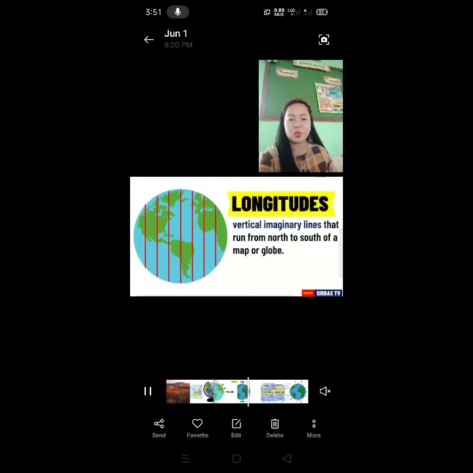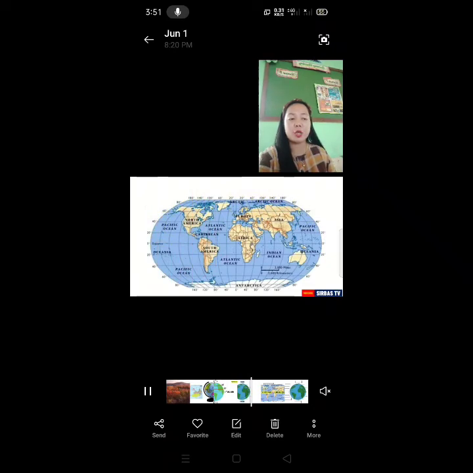To easily visualize the longitude, let us use this map. The starting point for measuring the longitude is what we call the prime meridian, which is located at 0 degrees. It is referred to as 0 degree longitude. The prime meridian divides the Earth into another pair of hemispheres, the western hemisphere and the eastern hemisphere. The western hemisphere extends from the prime meridian to 180 degrees going to the left, while the eastern hemisphere extends from the prime meridian to 180 degrees going to the right.